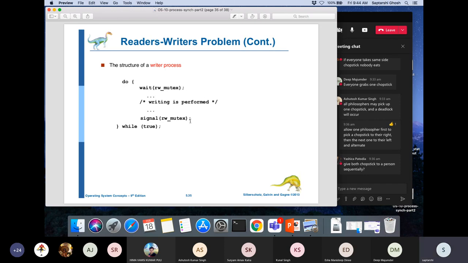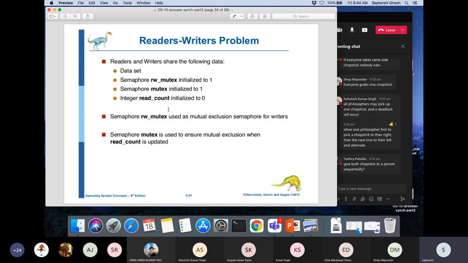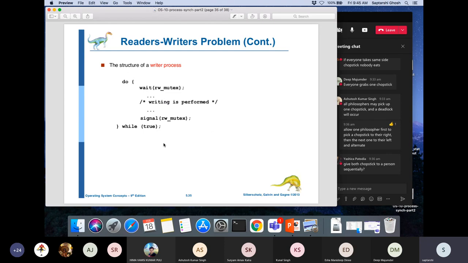Note that the writer has nothing to do with the read count variable or the mutex semaphore. Mutex is used specifically for protecting access to read count. So since the writer does not need to access read count, it does not need to access mutex also.